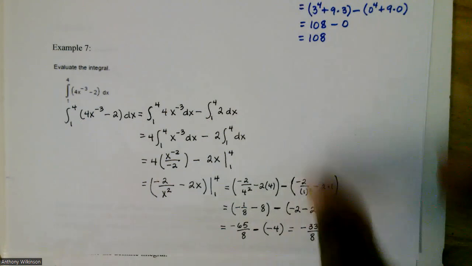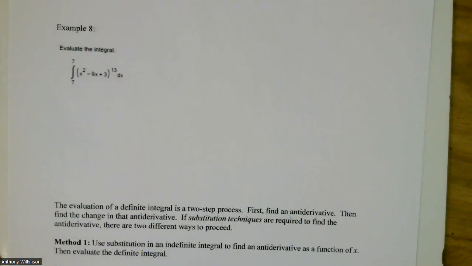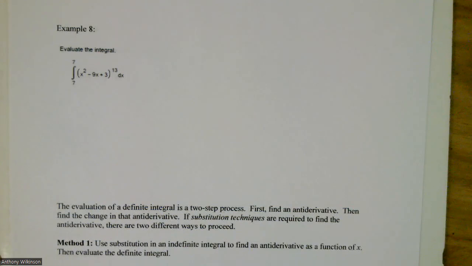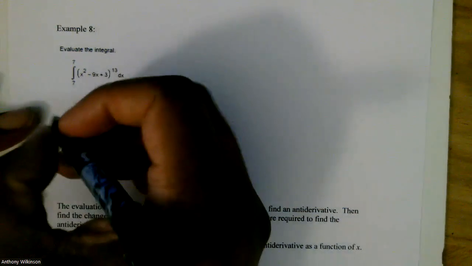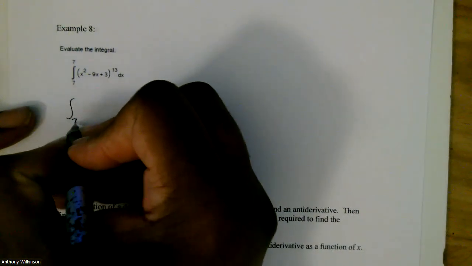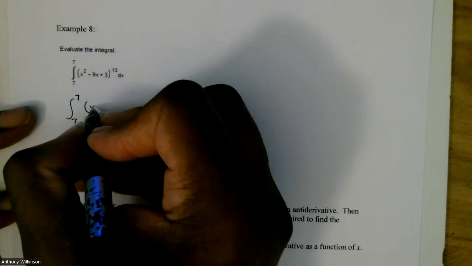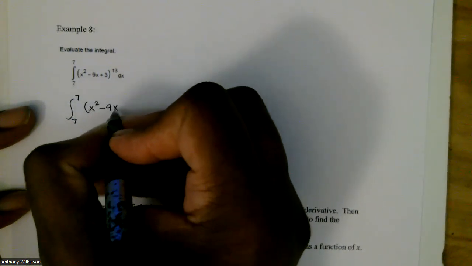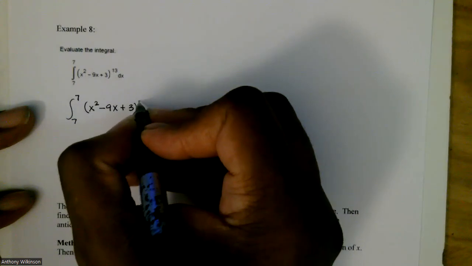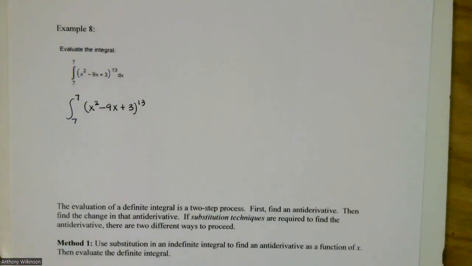Okay, now look at example 8 on the next page. Here we got the integral from 7 to 7 of x squared minus 9x plus 3 raised to the 13th power dx. Now I'm going to rewrite this because I want you to look at this problem very carefully. And this came from the last video that I did, which was section 5.4, dealing with the definite integral. And we talked about one of the properties of definite integrals here.